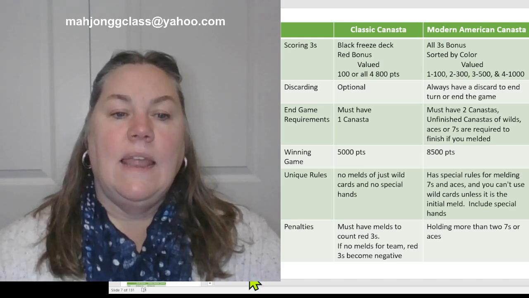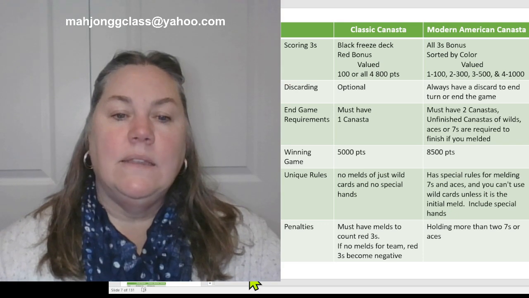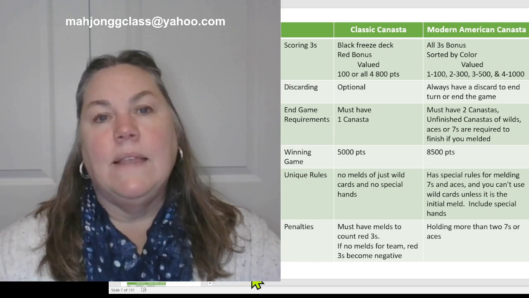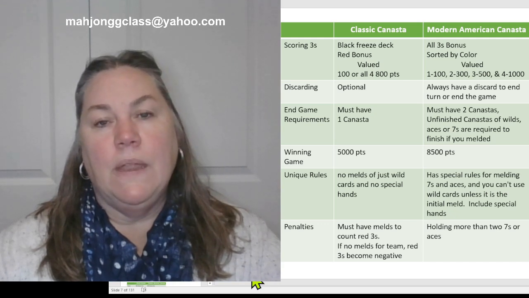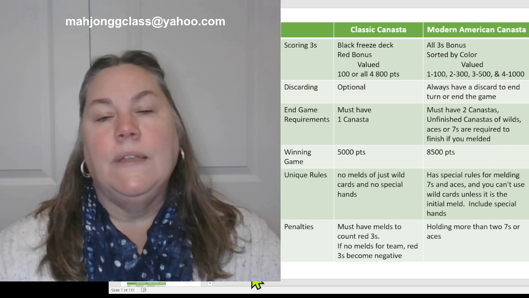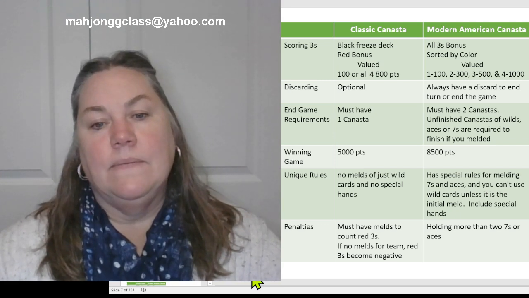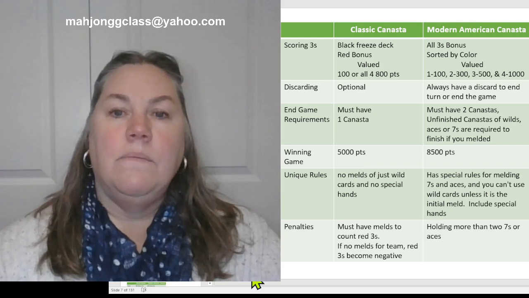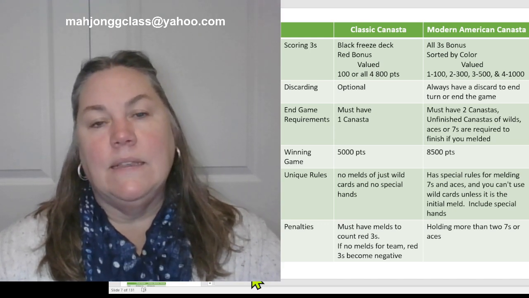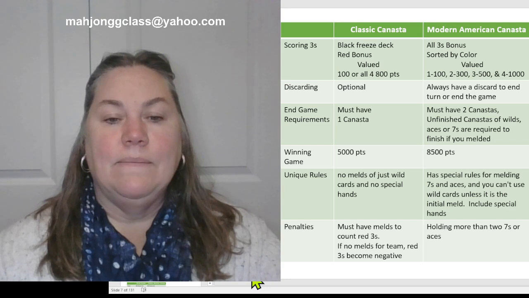In Classic Canasta, we do have penalties. In order to get the value of your red threes, you must have put down your initial opening meld. If no melds for the team, the red threes become negative points. In Modern American Canasta, holding more than 2 sevens or 2 aces will result in a penalty.